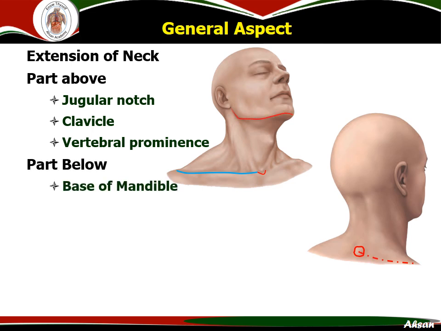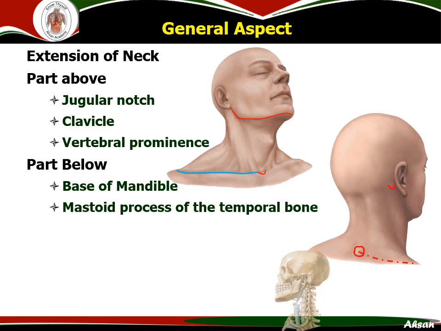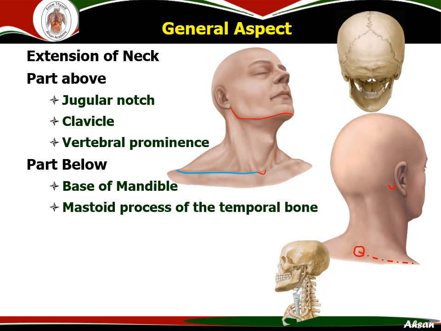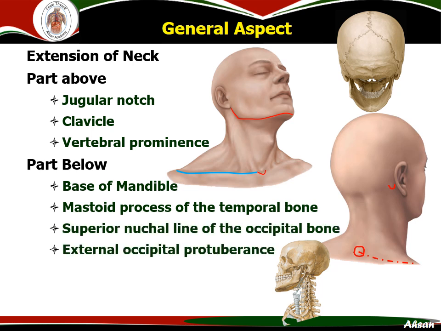Then if we draw a line across the base of the mandible up to the angle of the mandible, then we can identify the tip of the mastoid process and we can connect these two. And finally, if we see back, we'll get the external occipital protuberance. This protuberance is marked here as a red round line, and then the line is following the superior nuchal line of the occipital bone. So this is the line that indicates the upper limit of the neck. So above this line is the head.